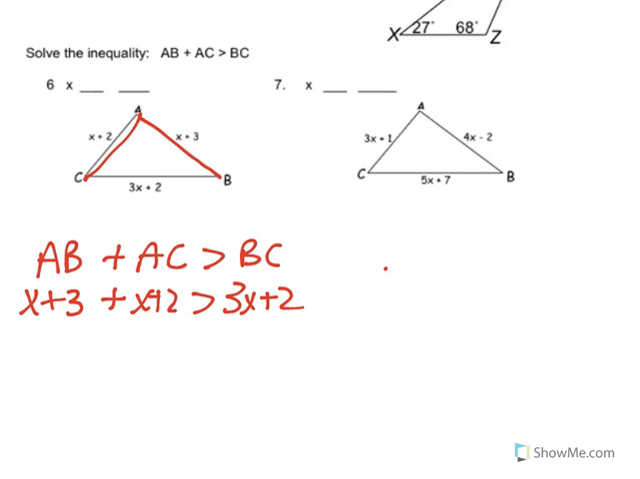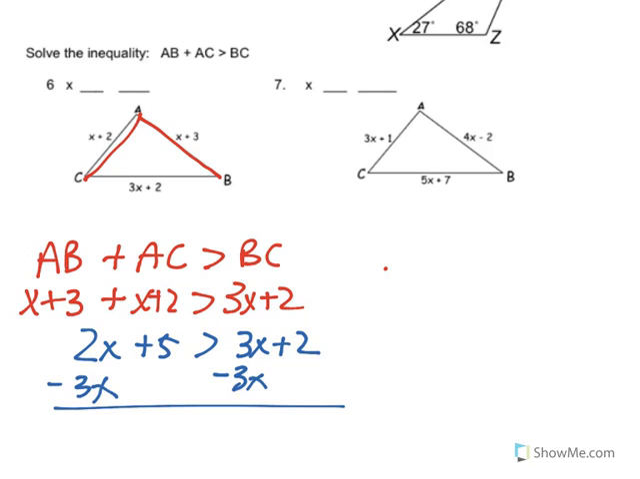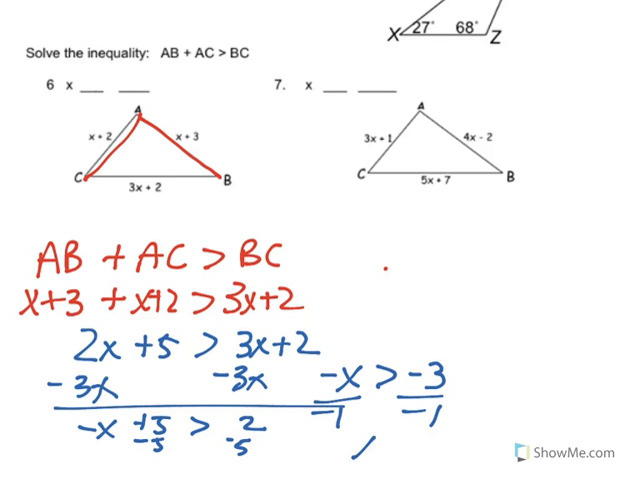Okay, I'm going to work through this rather quickly. 2x plus 5 is greater than 3x plus 2. Let's say you do something like this. Let's say you subtract 3x. So now you have negative x plus 5 is greater than 2. Now we subtract 5. So we have negative x is greater than negative 3. So we divide by negative 1 on both sides. X is what compared to 3? When you divide by a negative, you got to flip the sign. It's x is less than 3.